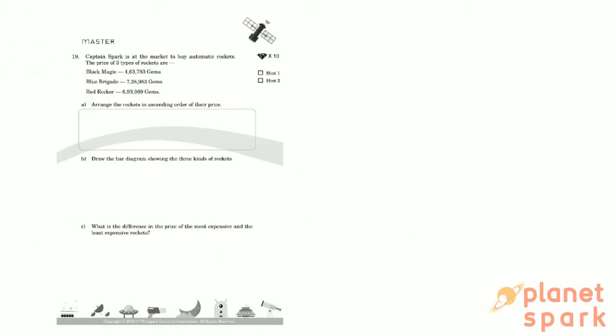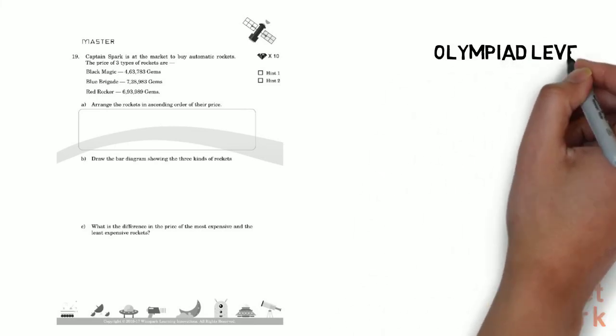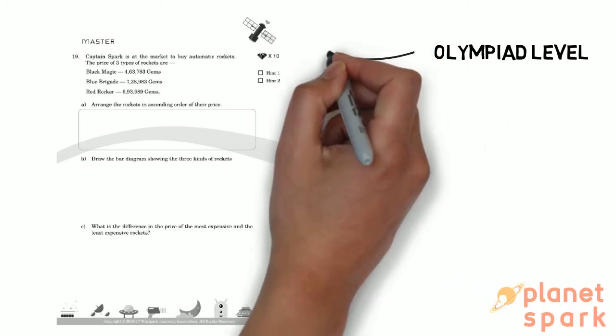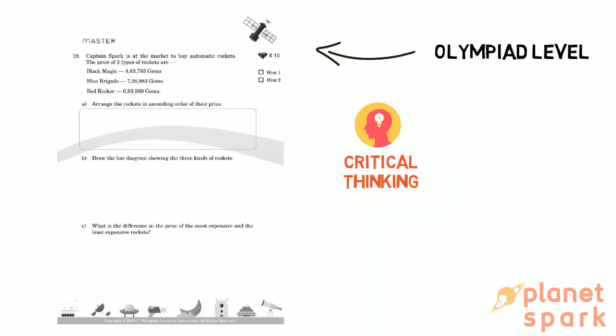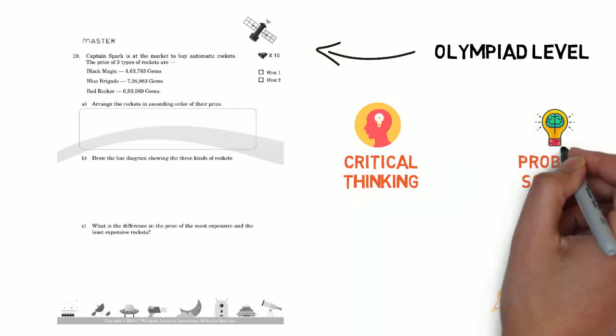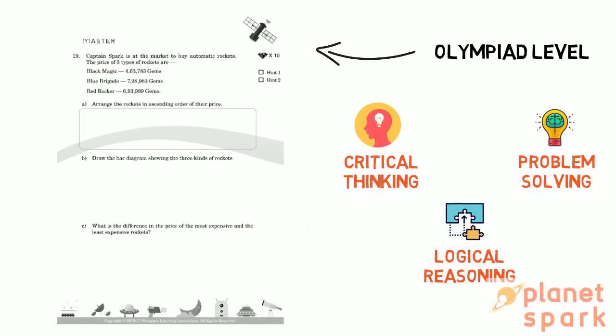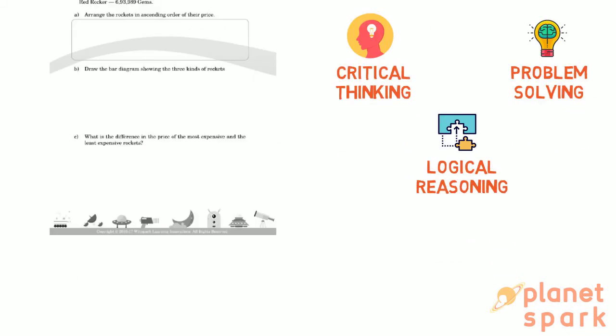Moving ahead a few pages, we reach this page. Here the difficulty level of the practice questions increases further. This time from super level to master and Olympiad level questions. These are questions which involve higher order critical thinking, problem solving and logical reasoning skills for the child. These are the further pages of the module which have master or Olympiad level practice questions for the child.